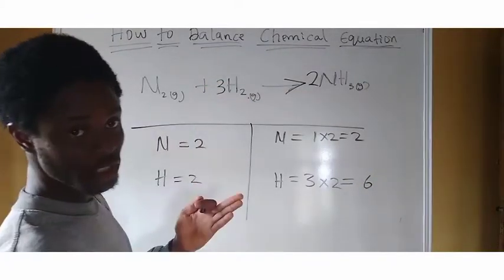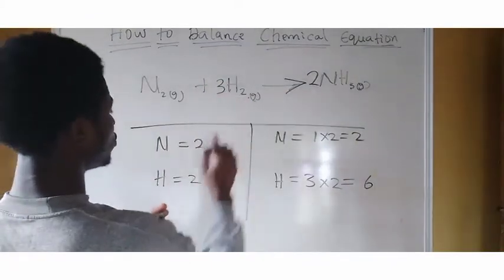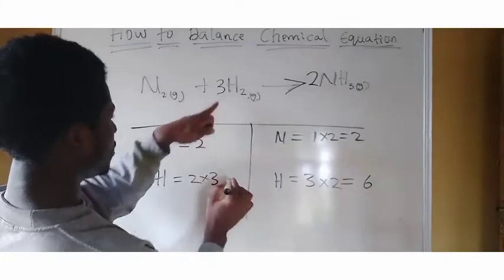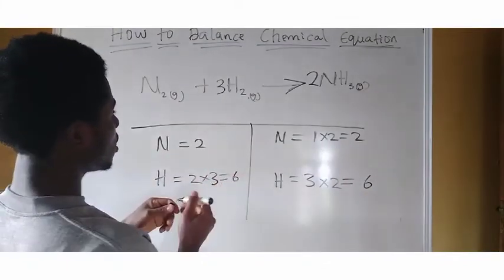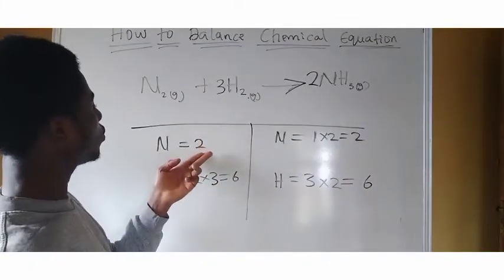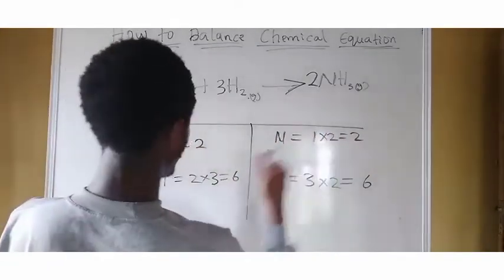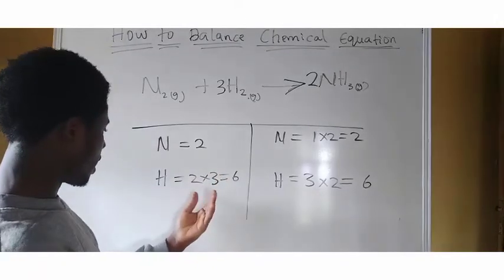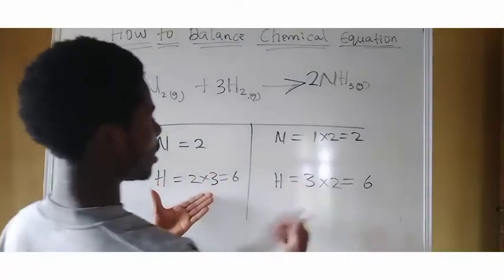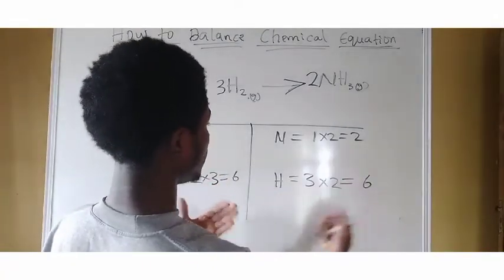Remember, when we change the coefficient, 3 times 2 giving us what? 6. So now we have 2 atoms of nitrogen on this side of the equation. We have 2 here, and we have what? 6 atoms of hydrogen on this side, and we have 6 atoms of hydrogen on this other side. So now this equation is balanced.